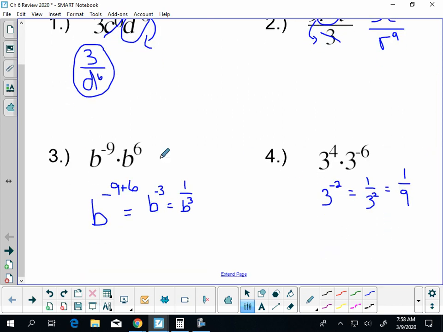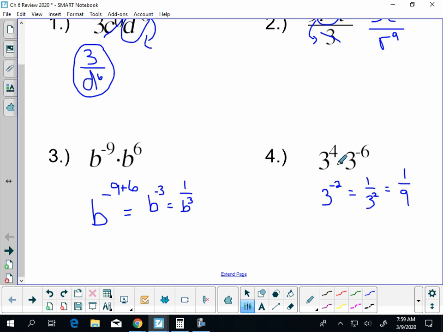On number 3, you're multiplying and you've got the same base, so keep the base as b. Negative 9 plus 6 is negative 3. And again, we don't want to have negative exponents, so you're going to take that negative 3 and move it down into the denominator.